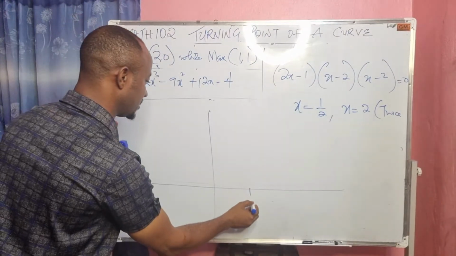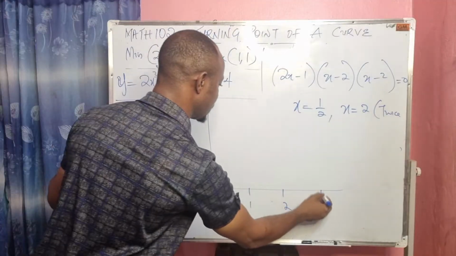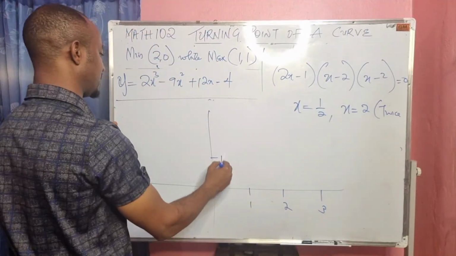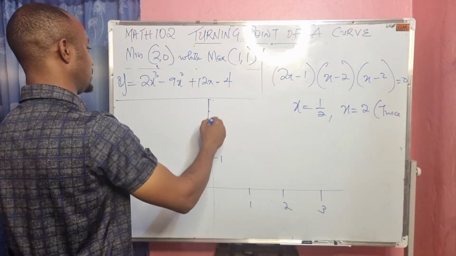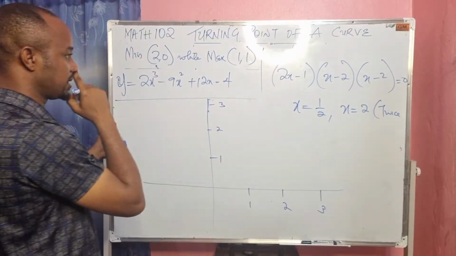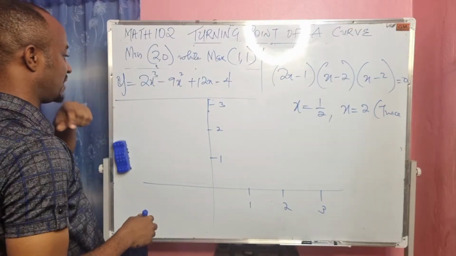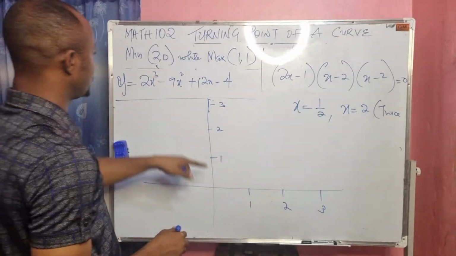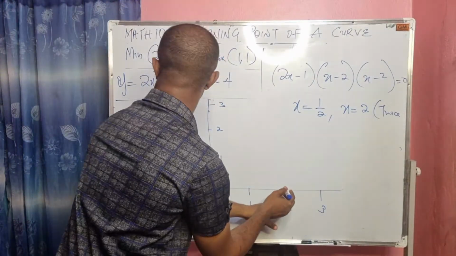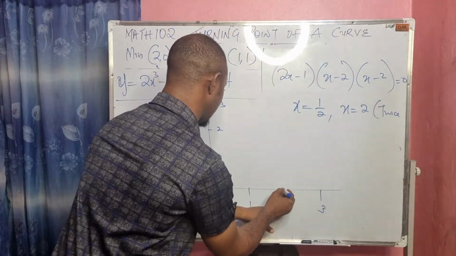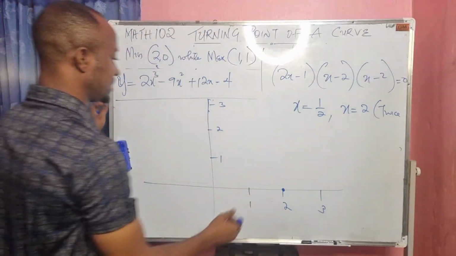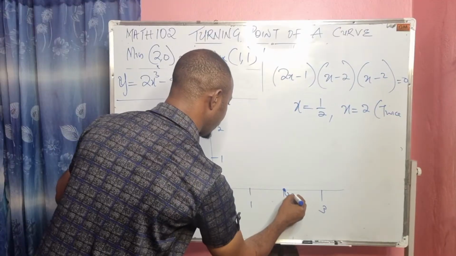Let's put here as 1, here as 2, and here as 3. So let's bring out our points again. The first point we have is 2, 0. When x is 2, this is the point here, right? This is the minimum point, 2, 0.